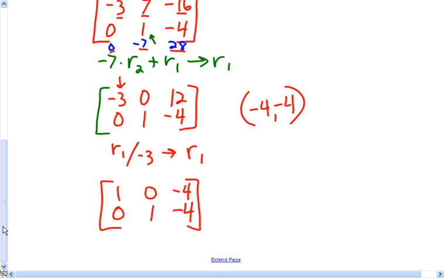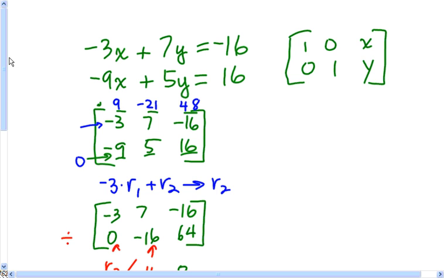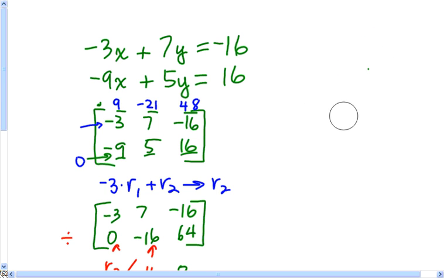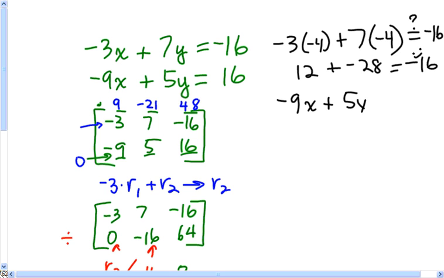And I might want to check that back in the original equation. Negative 4, negative 4. Let's see how that works. Negative 3 times negative 4 plus 7 times negative 4. I'm hoping that's equal to negative 16. Negative 3 times negative 4 is 12 plus negative 28. That is equal to negative 16. Happy about that.